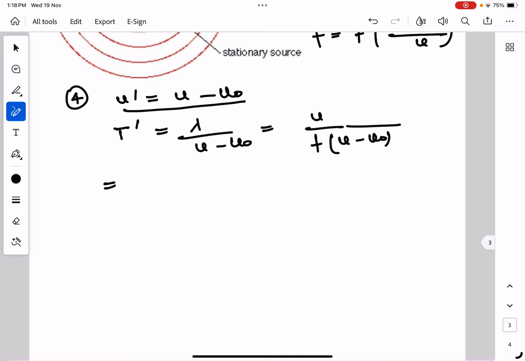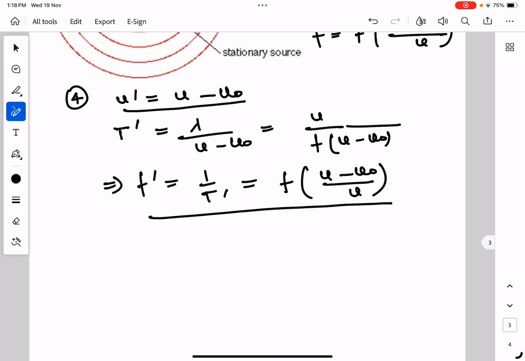Therefore, apparent frequency in this case would be equal to 1 upon t dash equal to f multiplied by v minus v naught upon v. So apparent frequency in the case when observer is moving away from the stationary source is equal to f multiplied by v minus v naught upon v.